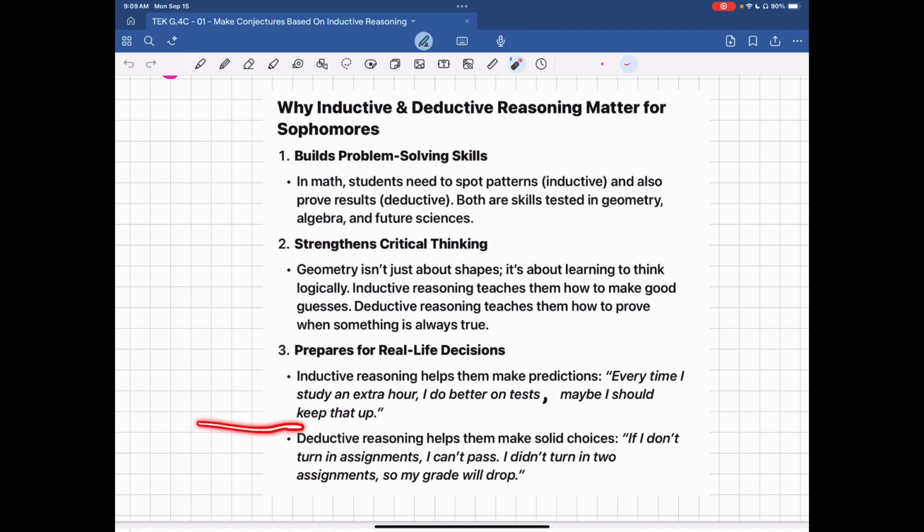Deductive reasoning helps us make solid, smart choices. If I don't turn in assignments, I can't pass. Therefore, I didn't turn in 2 assignments, so my grade is going to drop. In government, I did not complete the second chapter questions, so my grade is going to reflect that. So that is deductive reasoning, okay?